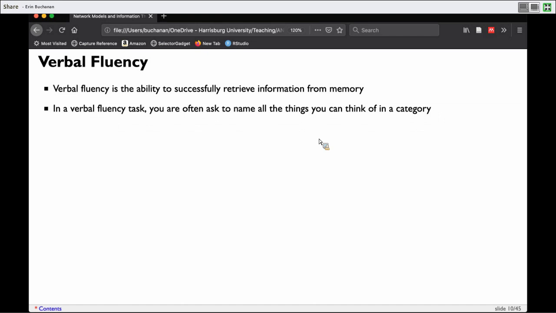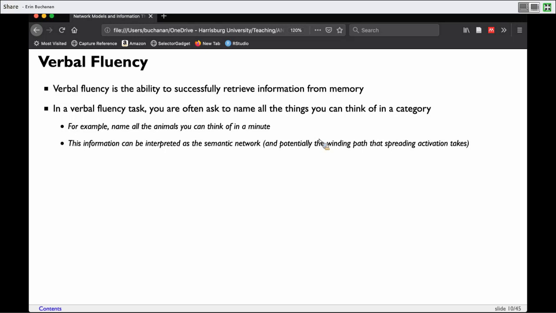Often these are also used to study interference, where bringing up one thing's name blocks you from remembering anything else. This is when you get stuck, and you think, the only thing I can think of is this thing and I can't get past it. That's called interference. In a verbal fluency task, the larger the number, the more verbal fluency you have. And the task in this data set is name all the animals you can think of in a minute.